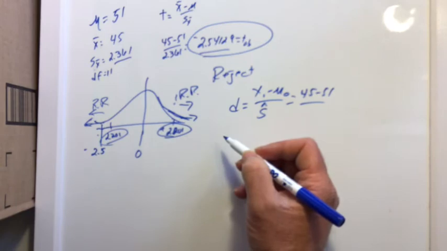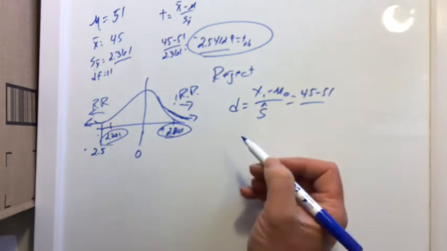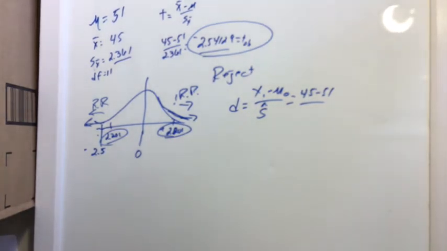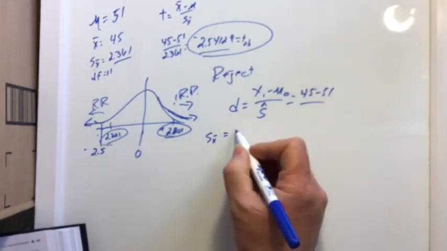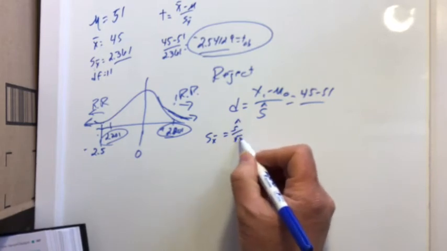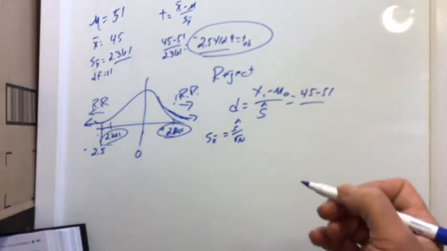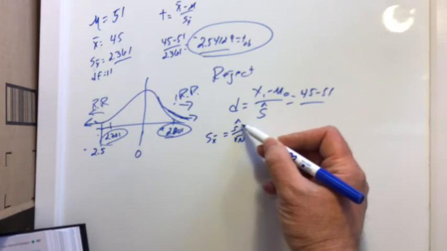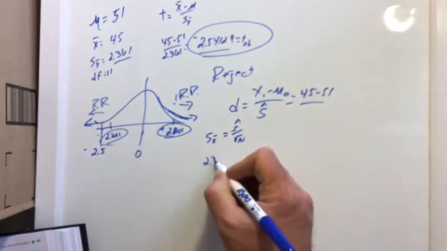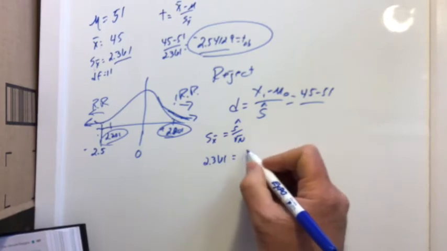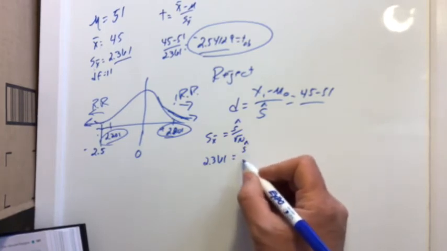So we got to do a little bit of back solving. Our back solving puts us at S sub x bar is equal to S hat divided by the square root of n. So we might have to do a little back solving. We got to isolate this. So we've got this number, 2.361.